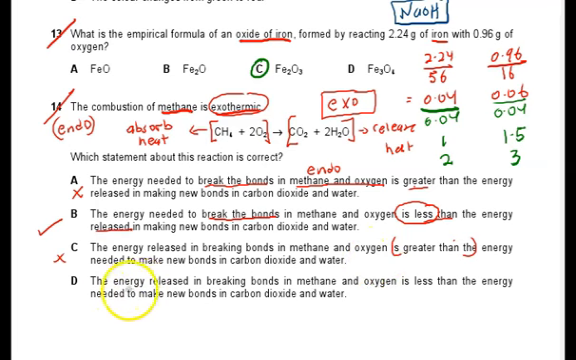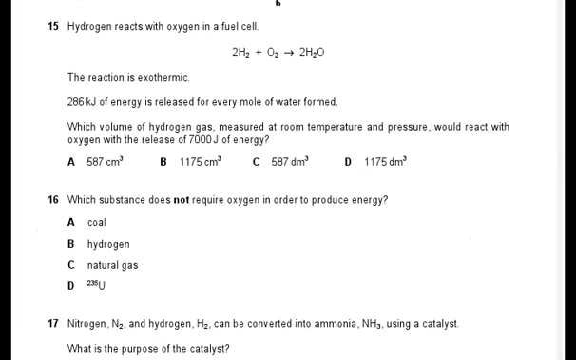And here is the energy released in breaking bonds in methane and oxygen. The only difference here is breaking the bond. So your best answer here will be B, because it's just the opposite. Okay, so 14 is B. Now let us move to the next question.